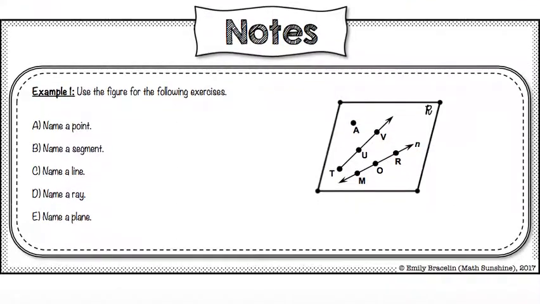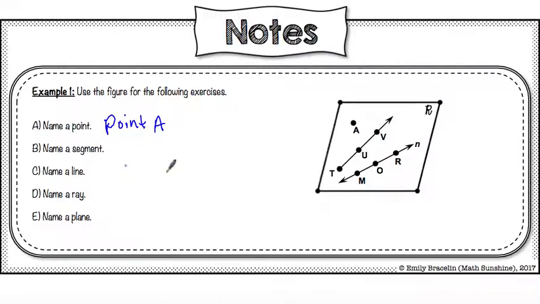So let's look at some examples of the vocabulary terminology that we just discussed. So example 1 says, use the figure for the following exercises. And over here we have plane R. We're going to name a point. Part A says name a point. I see point T, point U, point V, point A. Why don't we just say this is point A? That's one answer. There's many answers.